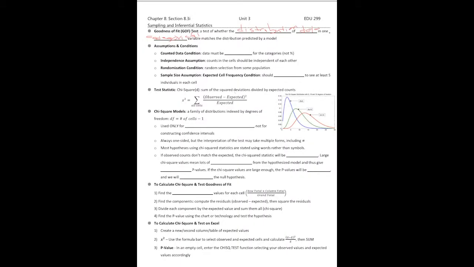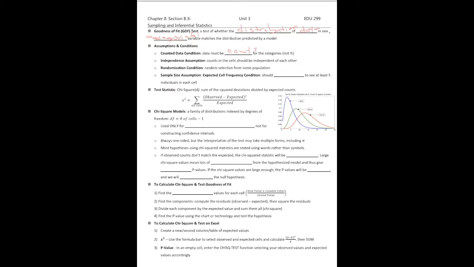In order to run the goodness of fit test, you have to have these assumptions and conditions actually be met. And the first one is that it has to be counts. So data must be counts for the categories, not percentages. So we're looking at frequencies. We're going back to frequency again and all those frequency distributions that we talked about. And we're looking at frequencies instead of percent. So if you have percents, you're going to have to transfer those over into counts.